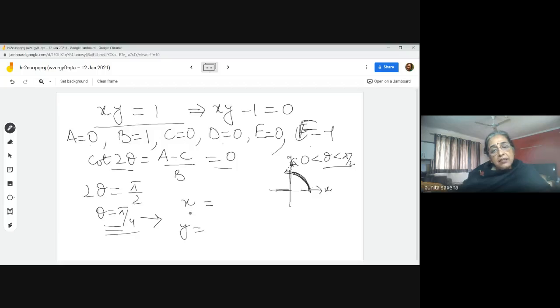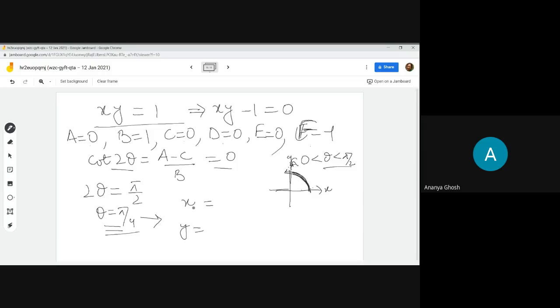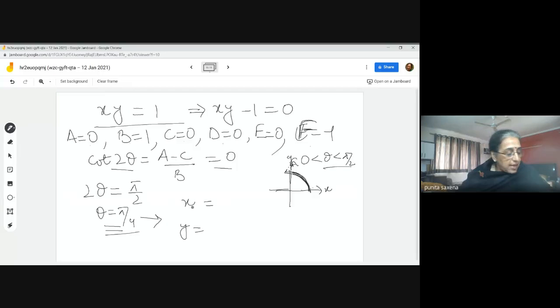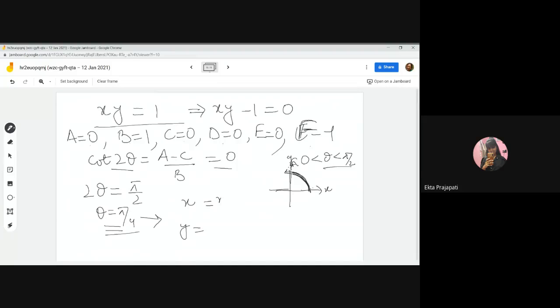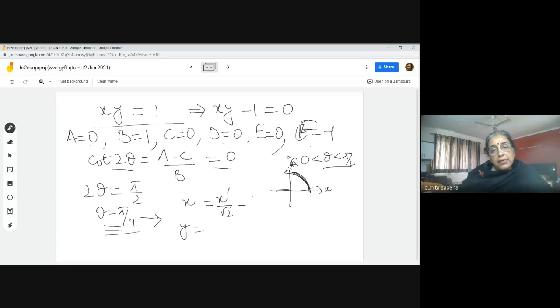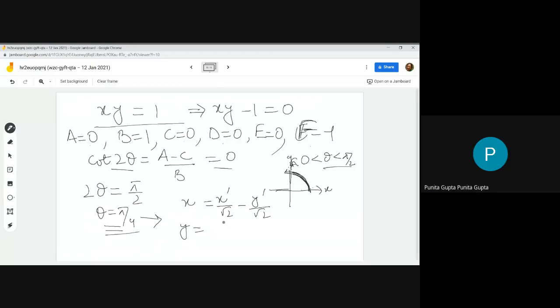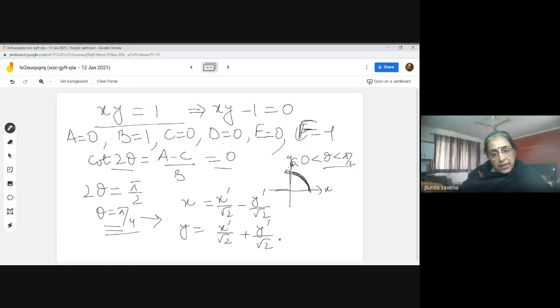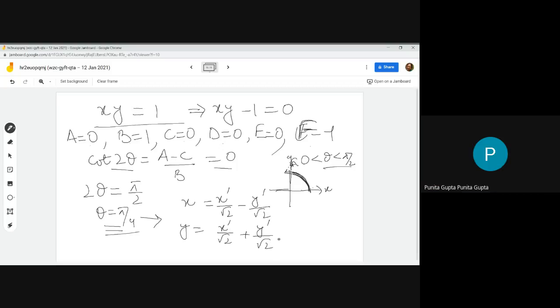So what will be x in terms of x dash and y dash? What was the equation for x? x dash cos theta minus y dash sin theta. Okay? Now theta is how much? Pi by 4. So x dash by root 2 minus y dash by root 2. This is your x now. So what will be your y? x dash by root 2 plus y dash by root 2. Okay? Is it fine till here?